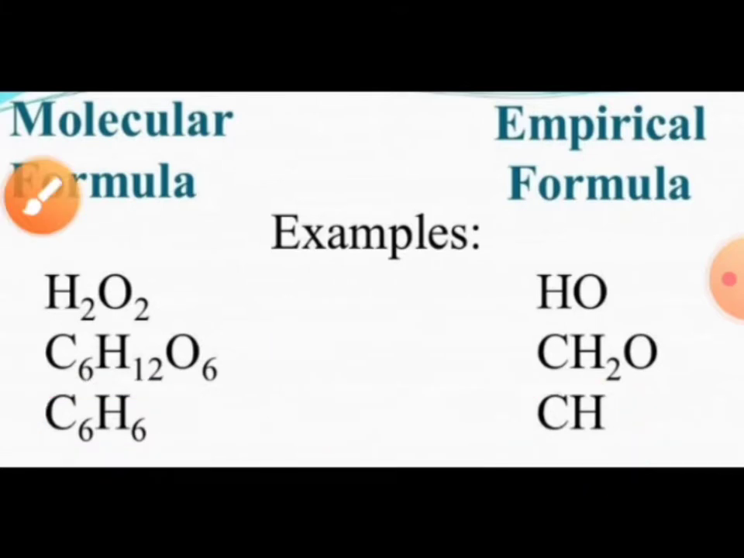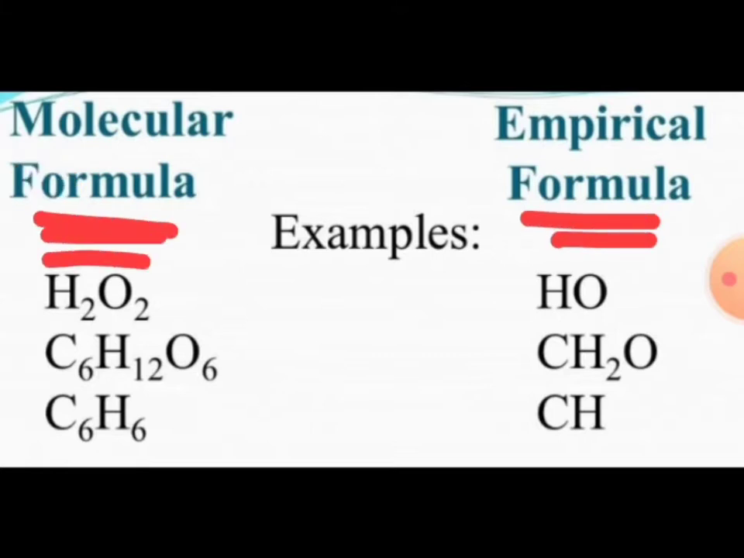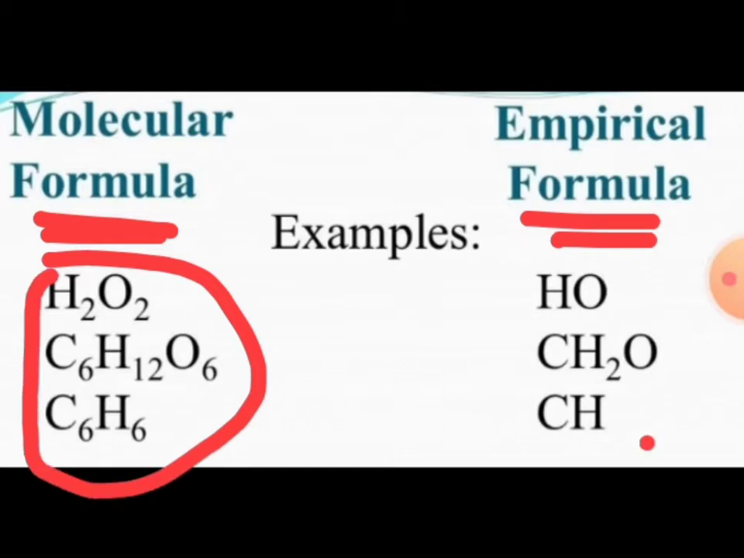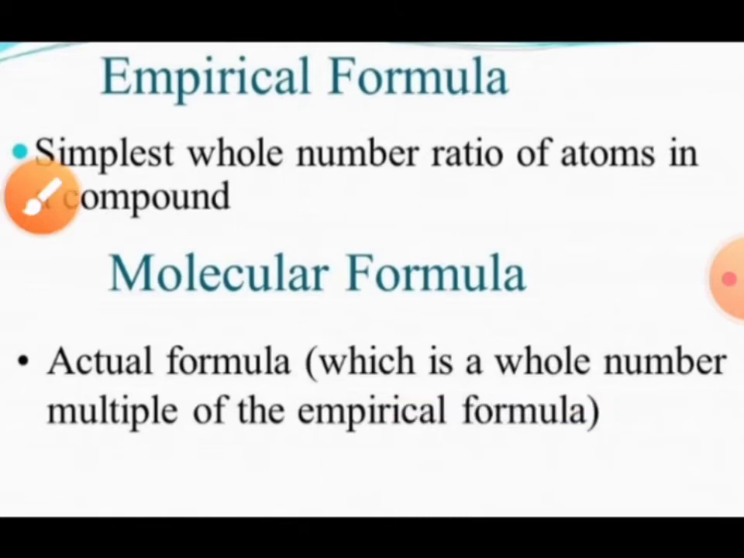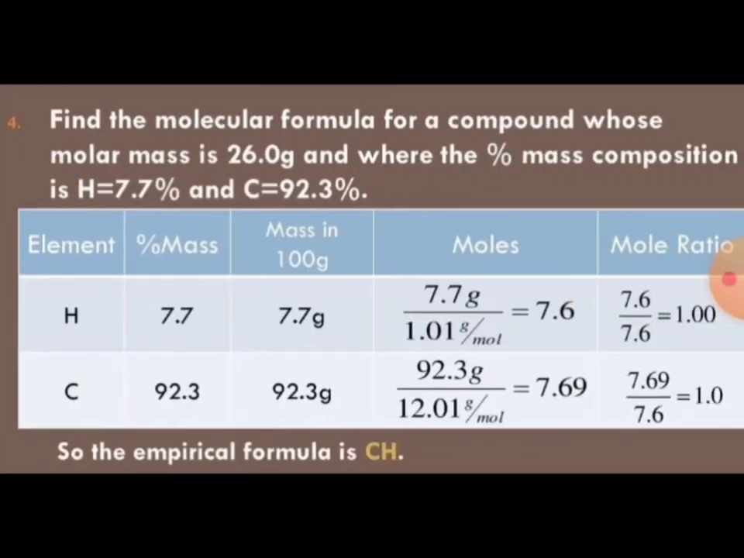Now I guess you understood the meaning of molecular formula and empirical formula. Molecular formula is the actual formula, whereas empirical formula is the simplest formula. Then let us solve some questions related to molecular formula and empirical formula. So there is a question: find the molecular formula of the compound whose molar mass is 26 grams and where the percentage mass composition of hydrogen is 7.7% and carbon is 92.3%.